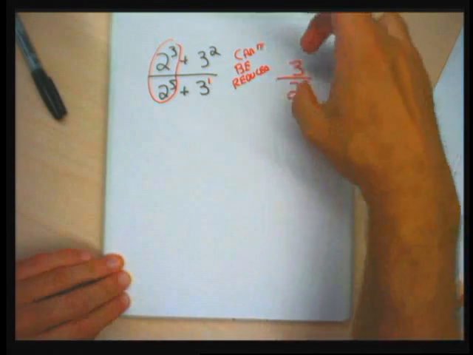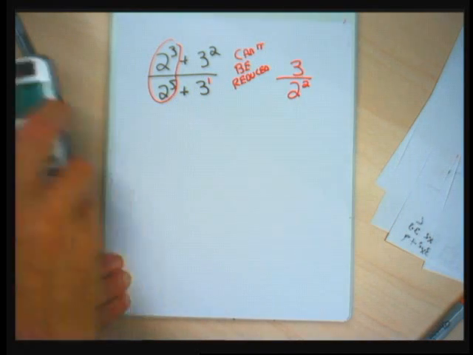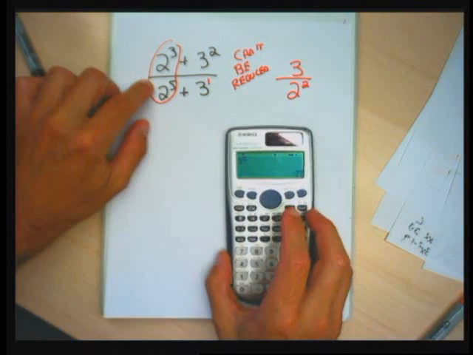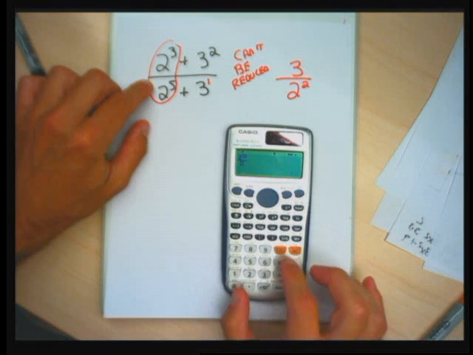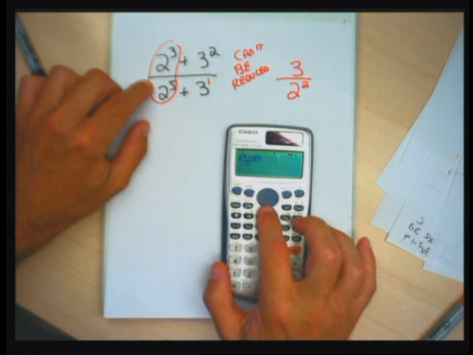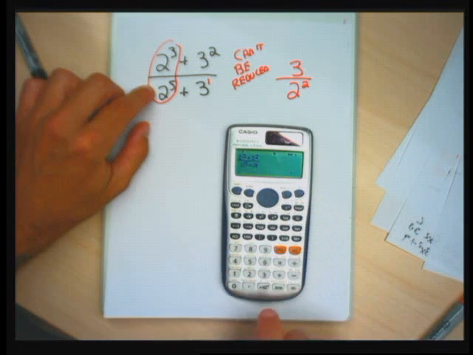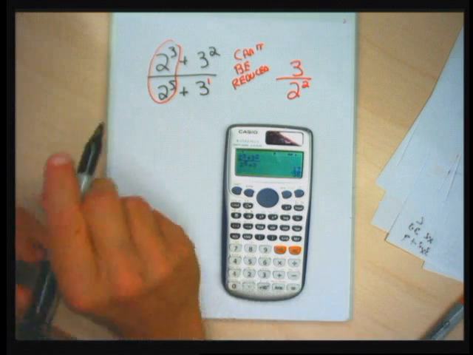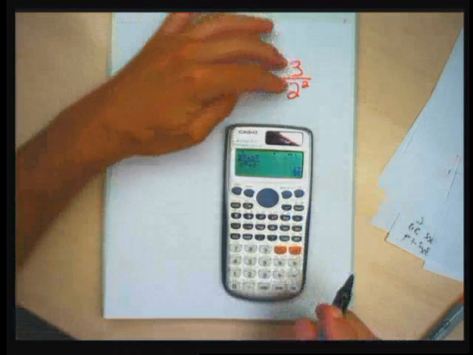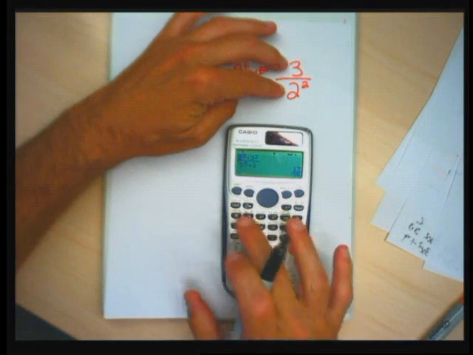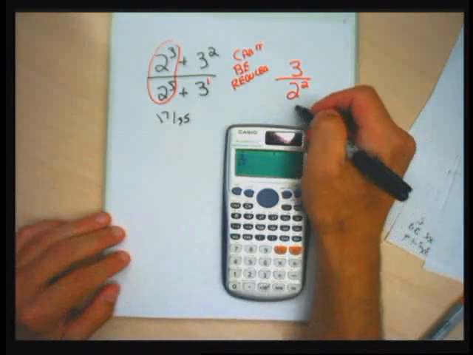If I do this on my calculator and this on my calculator, they're just not going to equal each other. So if I did this initial problem of fraction 2 cubed plus 3 squared over 2 to the fifth plus 3 to the first, the initial problem equals 17 over 35. For my answer to be correct, it has to also equal 17 over 35, and the answer that I wrote that I know is the wrong answer, 3 over 2 squared, equals 3/4.